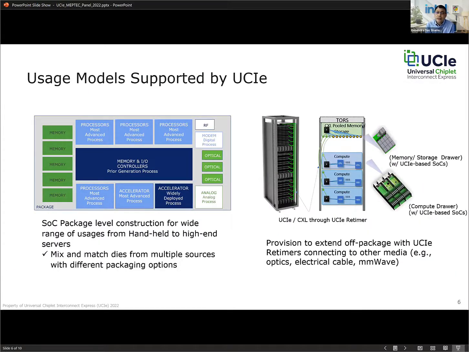The usage models that are supported by UCIe, on the left side you see the standard SoC package level construct. So you've got your processors. These could be the most advanced process node.